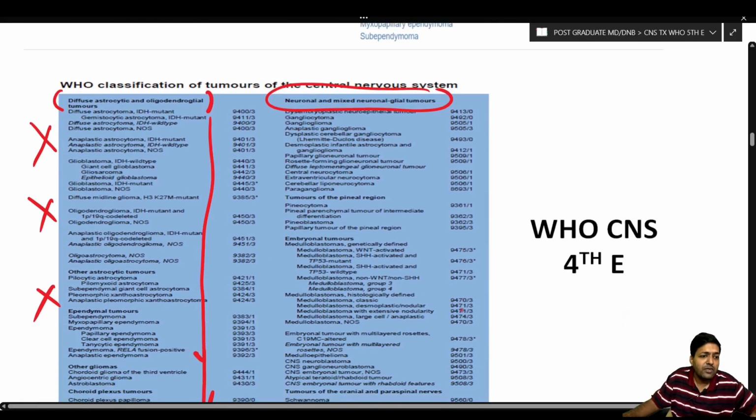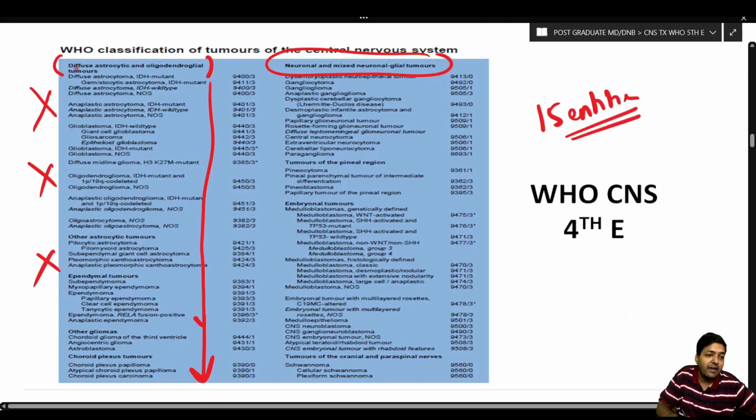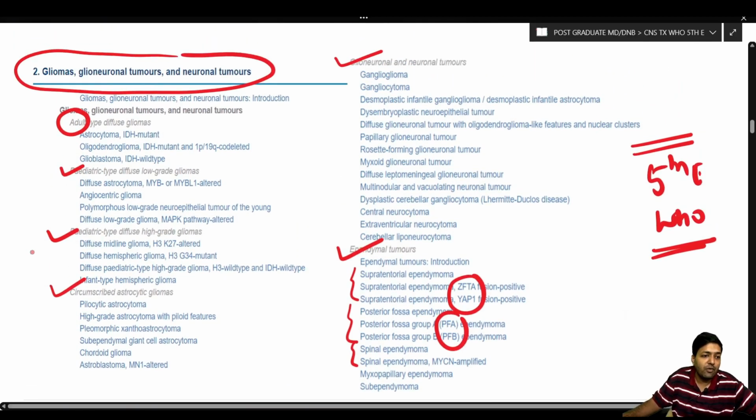Now if you see over here, the adult variety of diffuse astrocytoma has approximately 15 entities over here. The adult type has almost 15 entities, whereas over here if you see, the adult variety has just 3 entities: astrocytoma IDH mutant, oligodendroglioma IDH mutant and 1p19q codeleted, and glioblastoma IDH wild type. These are the only 3 entities that you will find under the adult type.